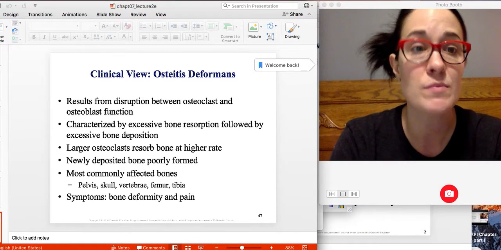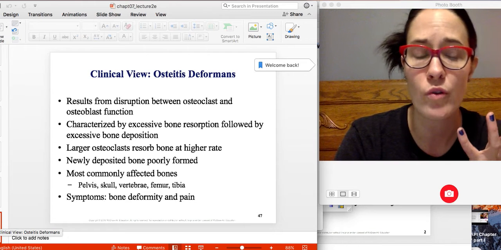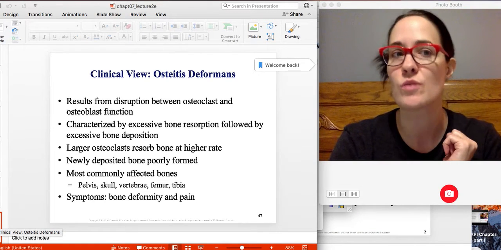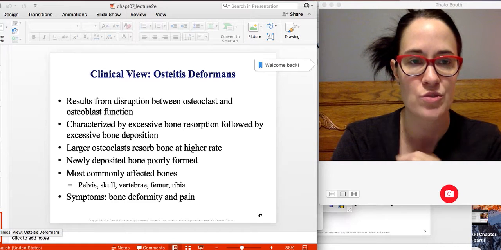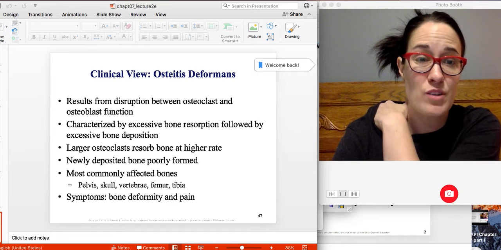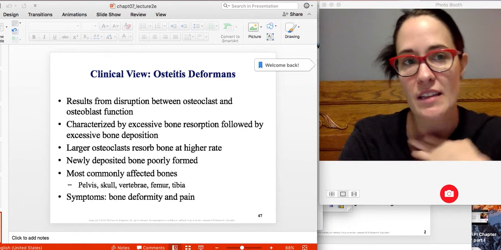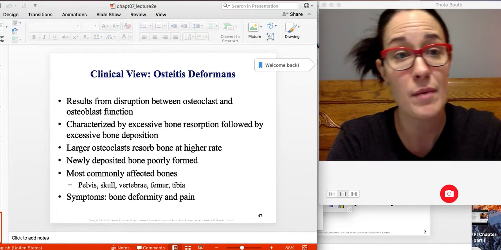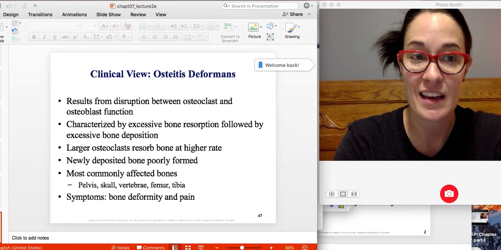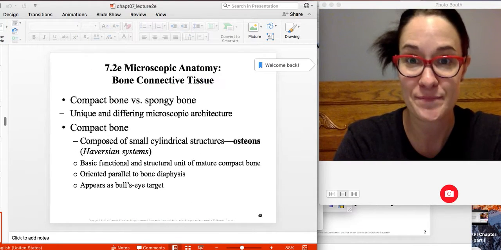And then the symptoms, bone deformity. So we're going to see an overgrowth of bones. So it's going to look different, and there's also an intense amount of pain associated with that. We can show some pictures of some examples of that in class too. But think about the Hunchback of Notre Dame, for example. If you don't know who that is, look it up.